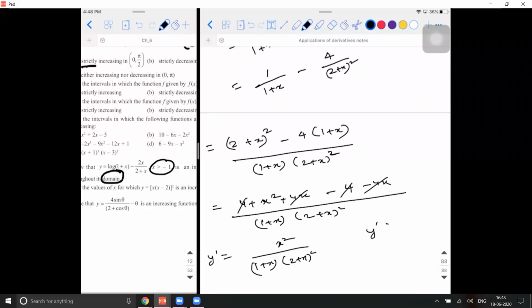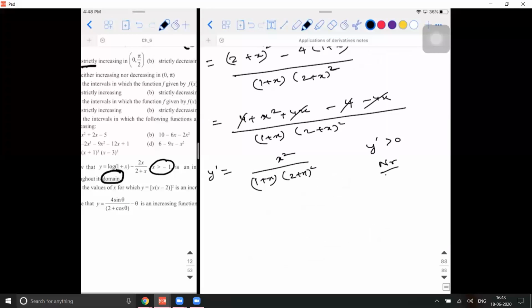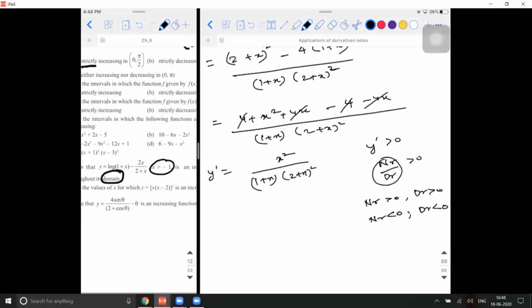For the function to be increasing, y dash should be greater than 0. So what I explained is, when you have a numerator and denominator, for the fraction to be greater than 0, if the numerator is greater than 0, simultaneously the denominator should be greater than 0. If the numerator is less than 0, simultaneously the denominator also should be less than 0. If you observe, the numerator is by default positive. Whatever value of x you substitute, from -1 to infinity, it is going to be a square. It is always positive. So what is expected from the denominator? 1 plus x should be greater than 0, because the other factor is also positive. So x should be greater than -1.